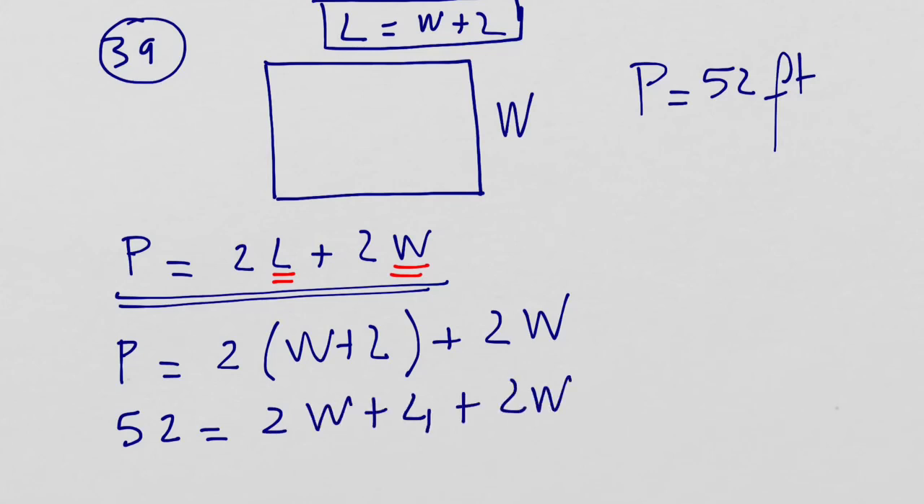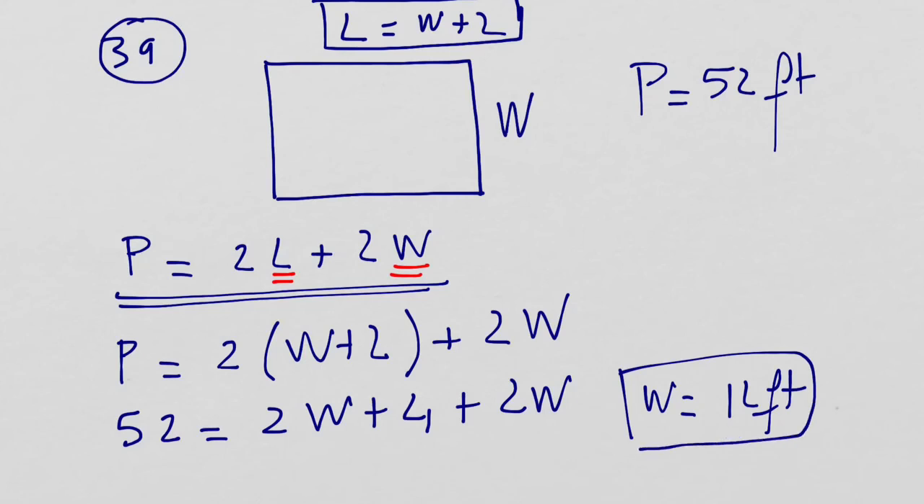I solve for W, and I end up with W equal to 12 feet. Once I have W equal to 12 feet, I'm going to use this value of W and plug it inside L, which is going to be 12 plus 2, and the length will be 14 feet.